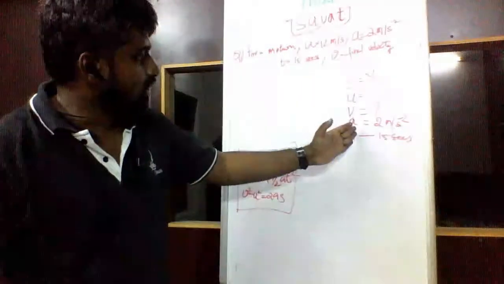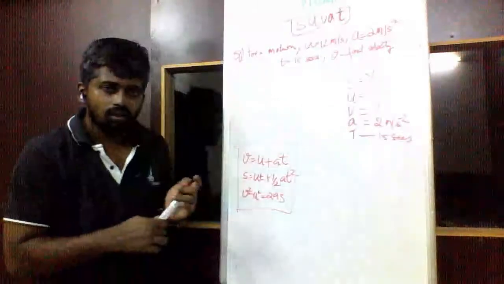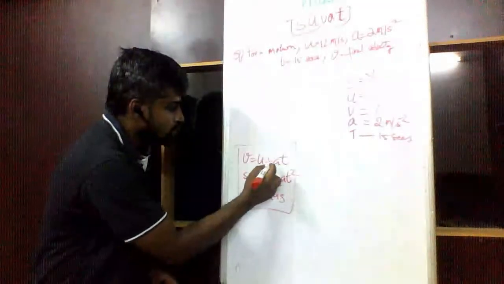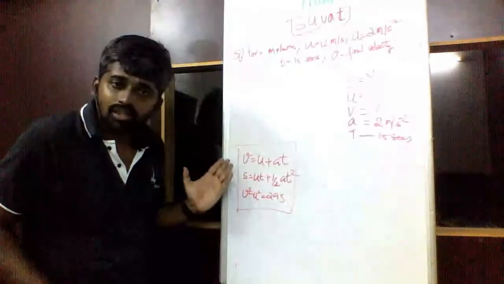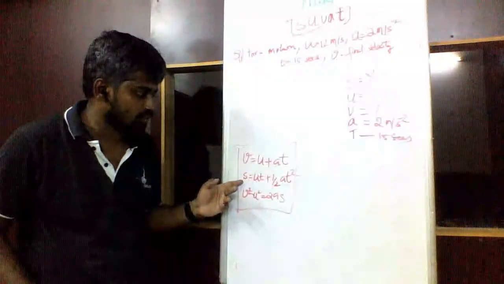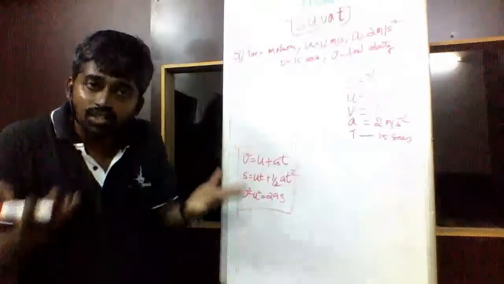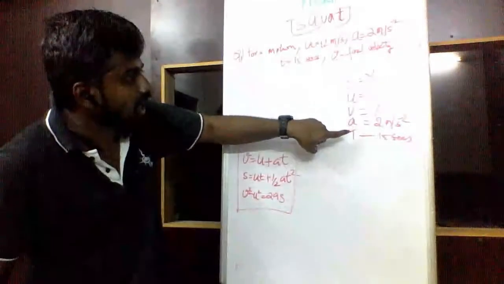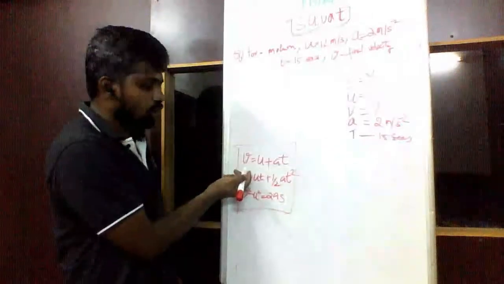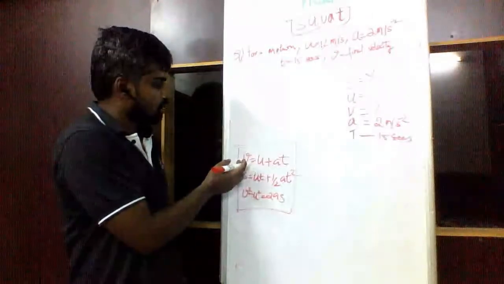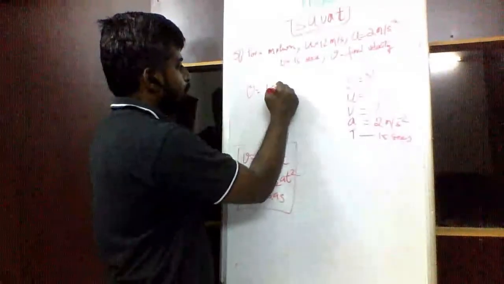Now U, A, T are given. Check the formula. We cannot select the formula with S, because S is not there, displacement is not given. When acceleration, time and initial velocity are given, there is only one unknown variable. Easily we can find it. So V is equal to U plus AT.